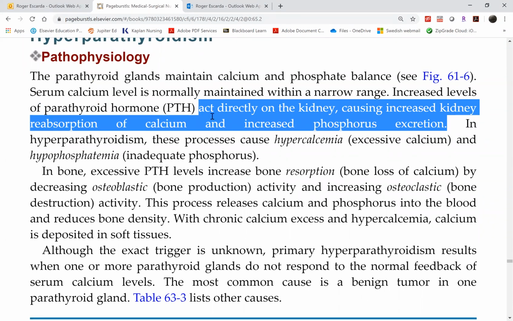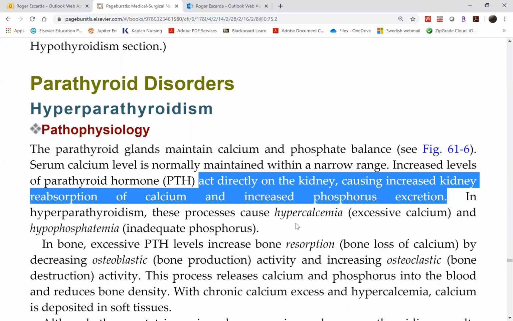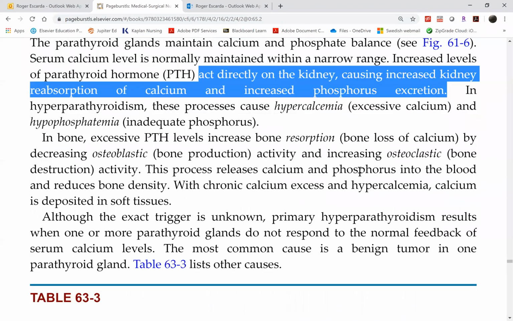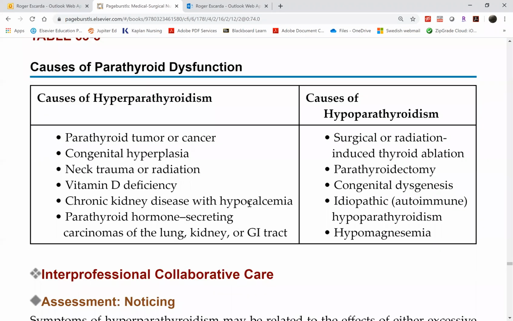Therefore, if you have hyperparathyroidism, what is your main problem? Hypercalcemia. That's it. So let's keep this short. These are usually a tumor or autoimmune.